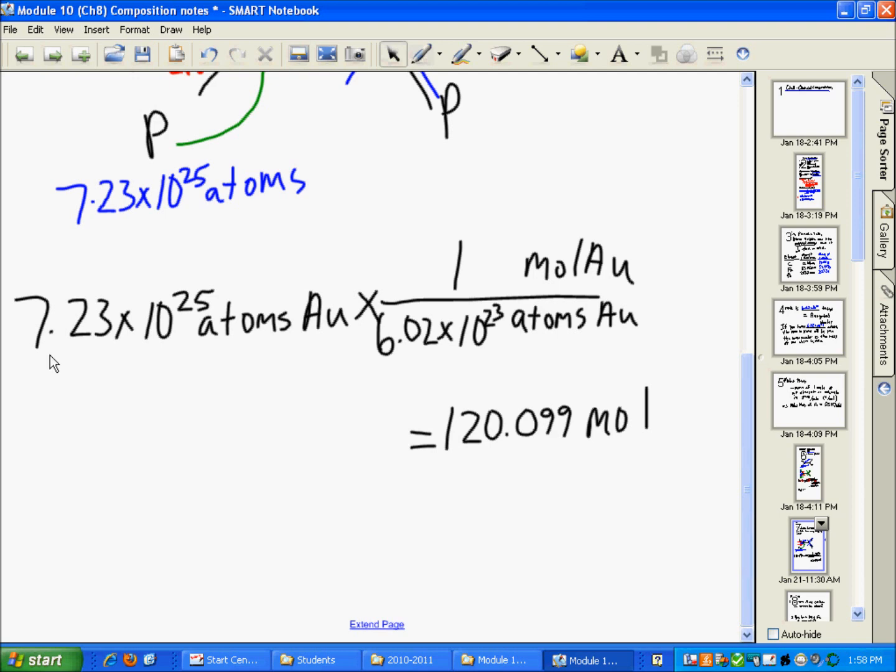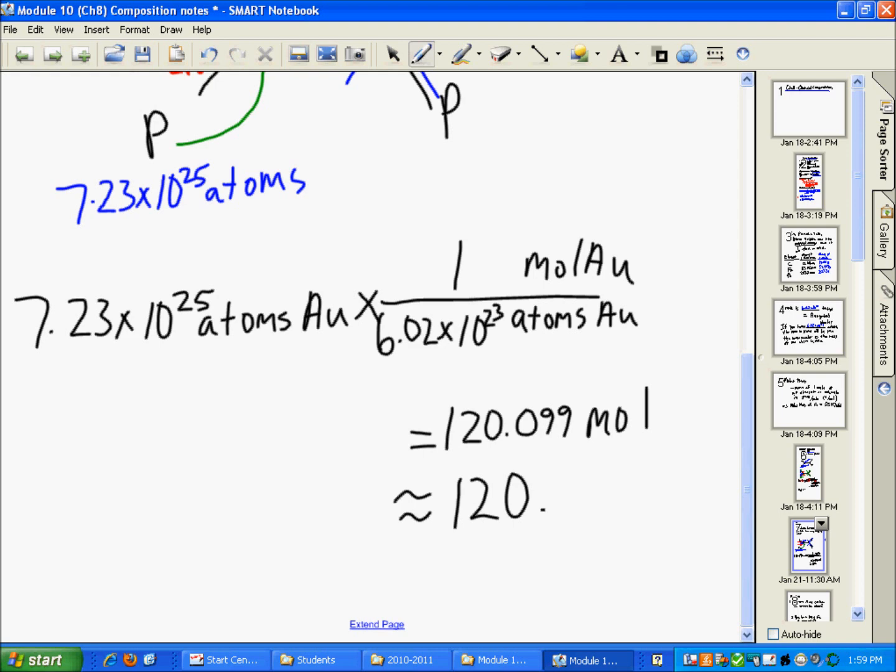How many sig figs in 7.23 times 10 to the 25? 3. How many sig figs in our 6.02 times 10 to the 23? 3. So how many sig figs should be in our answer? 3. So what should we round our answer off to? 120. And that is 2 sig figs. 120 with a decimal. Now it's 3 sig figs.